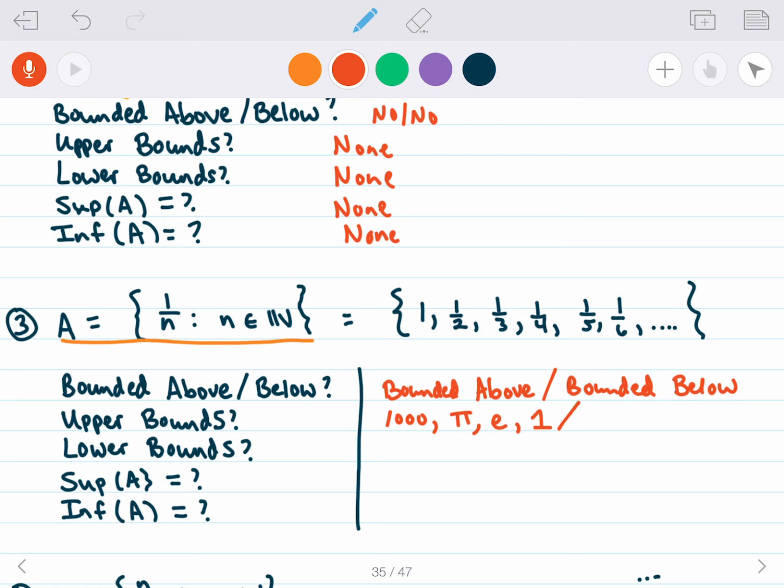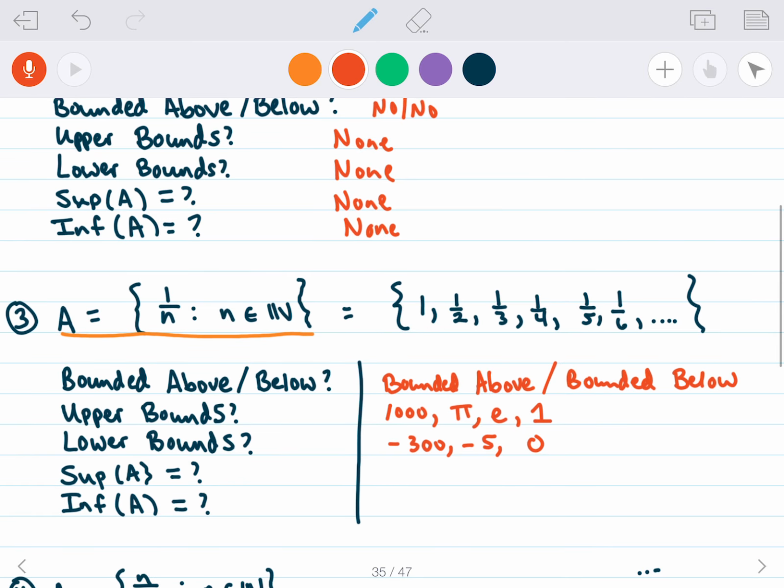So those are the upper bounds. The lower bounds, well, we already mentioned it's never going to get to 0. So 0 is a lower bound. Also negative numbers: negative 300, I don't know, negative 5, 0. These are lower bounds. And so what's the least upper bound?